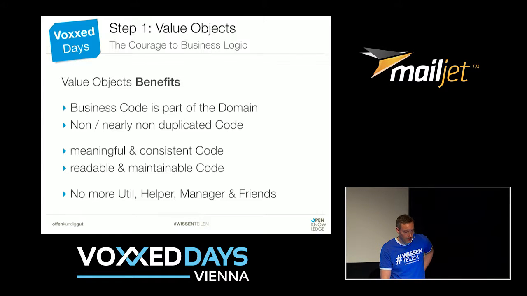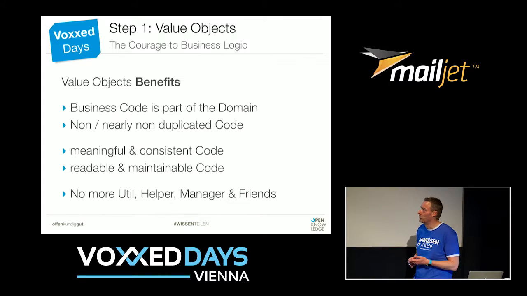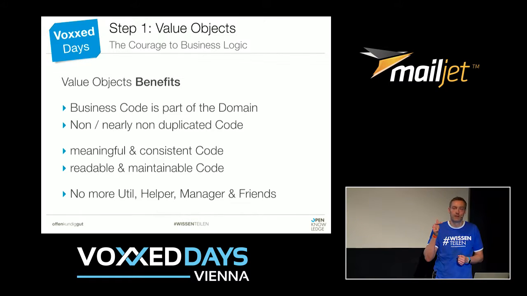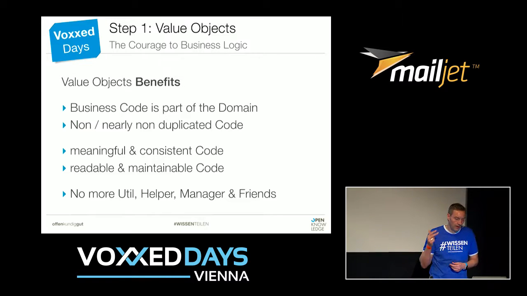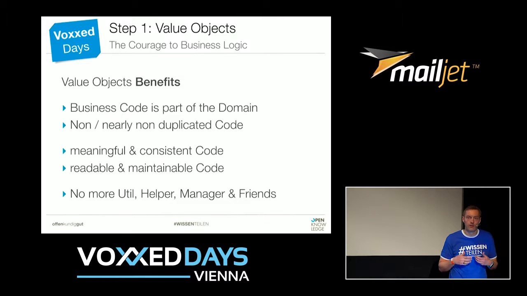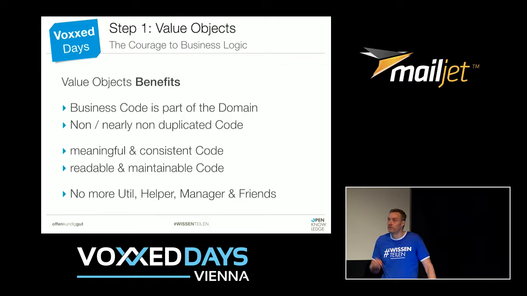You have readable and maintainable code. If you think about the signature of methods when you pass value objects instead of primitives, you have something like a customer constructor with first name, last name. These are classes or types. You have something like city, street, number, and stuff like this. So there's no way to use methods or constructors in the wrong way. And of course, no more utils, no more helpers, no more managers and friends.